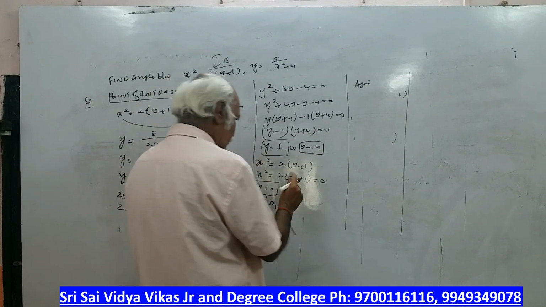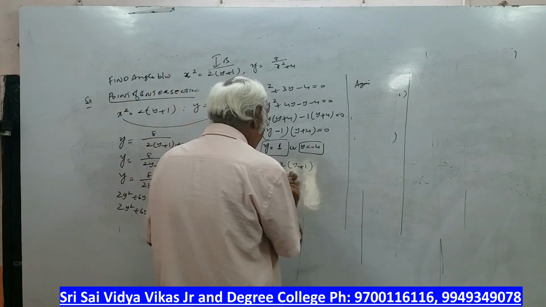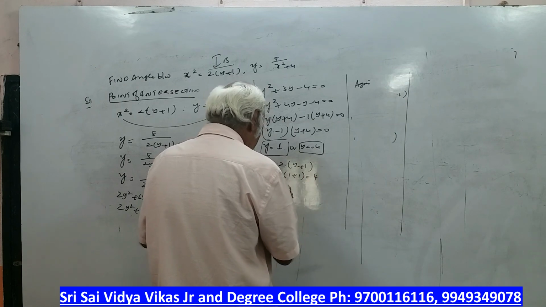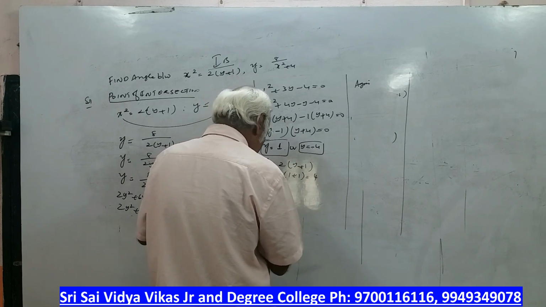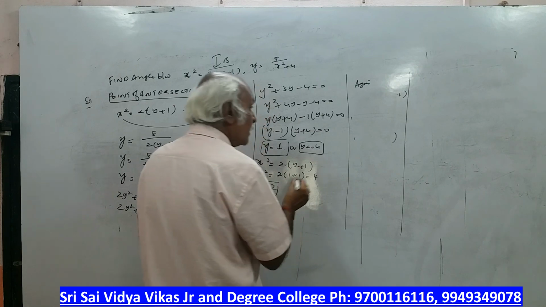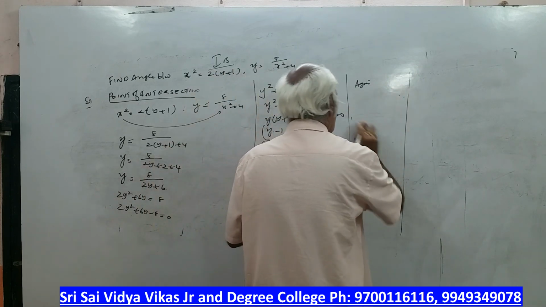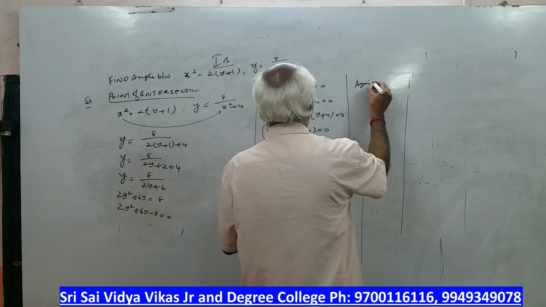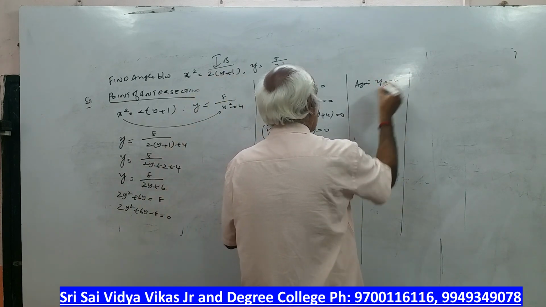So if you take y is equal to 1, this becomes 2 into 1 plus 1, which is 4. So x is equal to 2. So what is the point? 2 comma 1. Again, there is a mistake, sir. In this video you have to take care. Okay. So again, y is equal to minus 4.